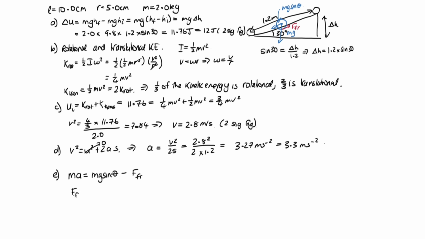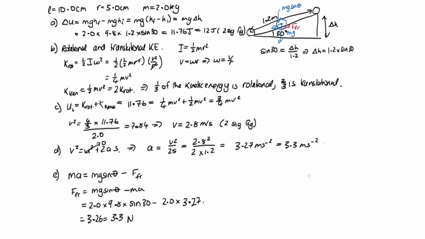So rearranging it, because we're trying to find the frictional force, we've got the frictional force is equal to mg sine theta minus ma. And now we can just substitute in. We've got 2.0 times 9.8 times sine 30 minus 2.0 times a, which was 3.27. And solving that, we end up with 3.26, which is 3.3 newtons. So that was one way to do it.